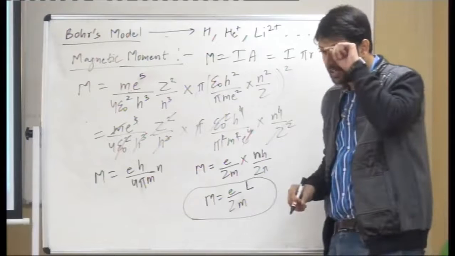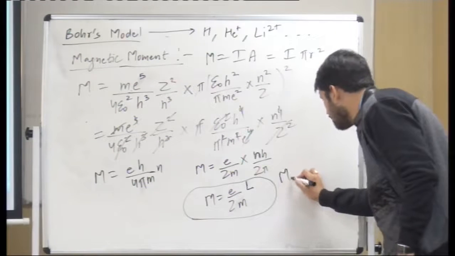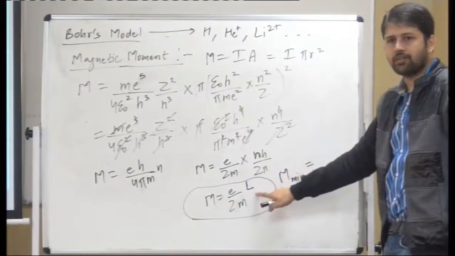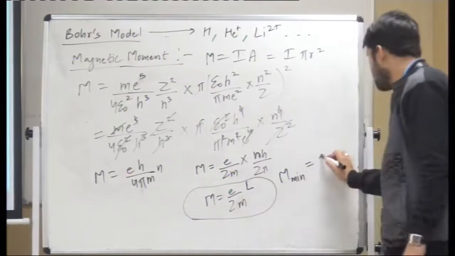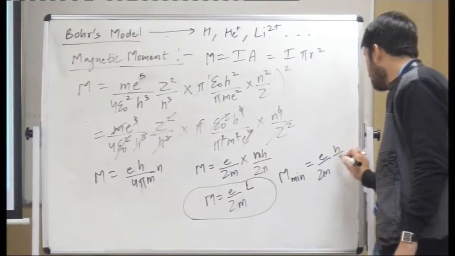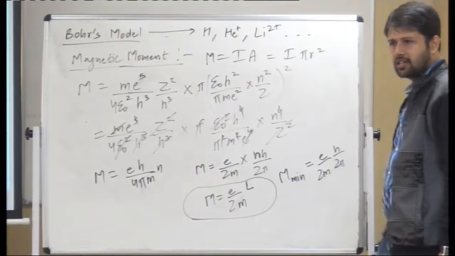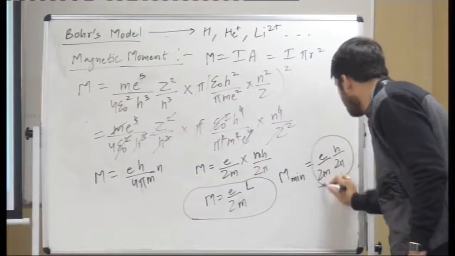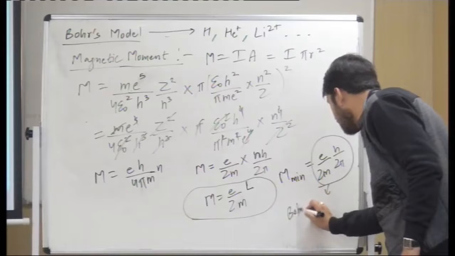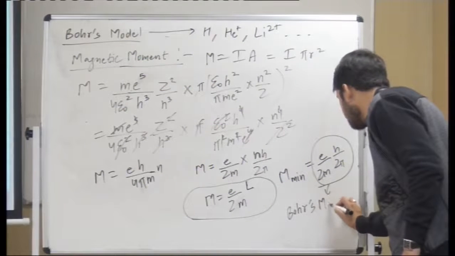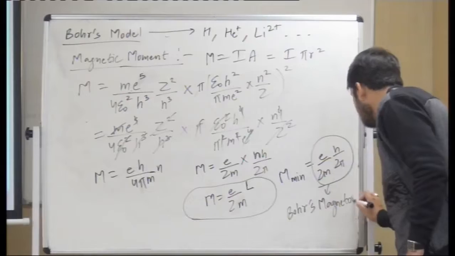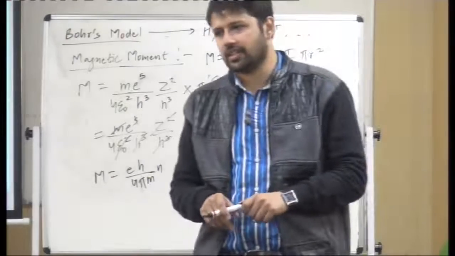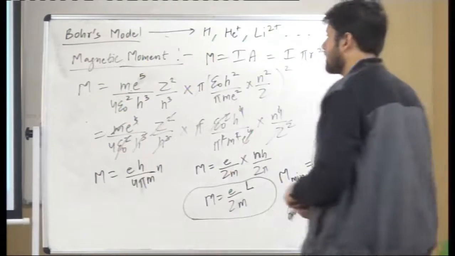Okay, right? The minimum value for angular momentum is h upon 2 pi. So this would be e upon 2m into h upon 2 pi, right? This minimum value is called the Bohr magneton. You must have studied this when you were studying magnetic effects of current, the moving charges and magnetism chapter.